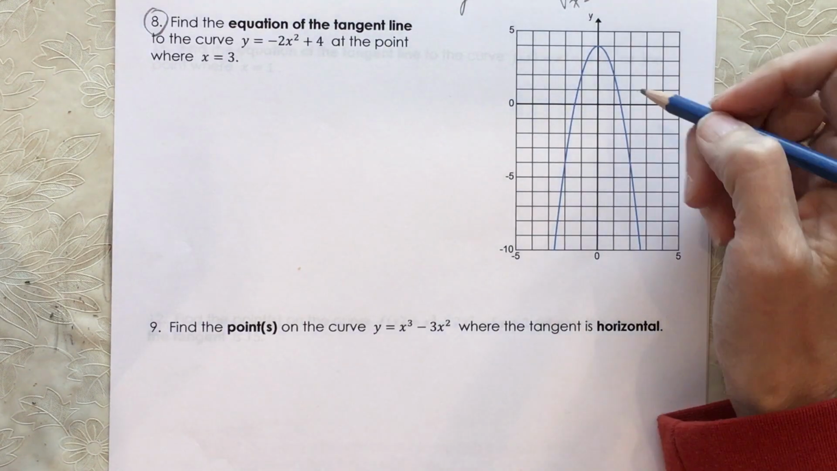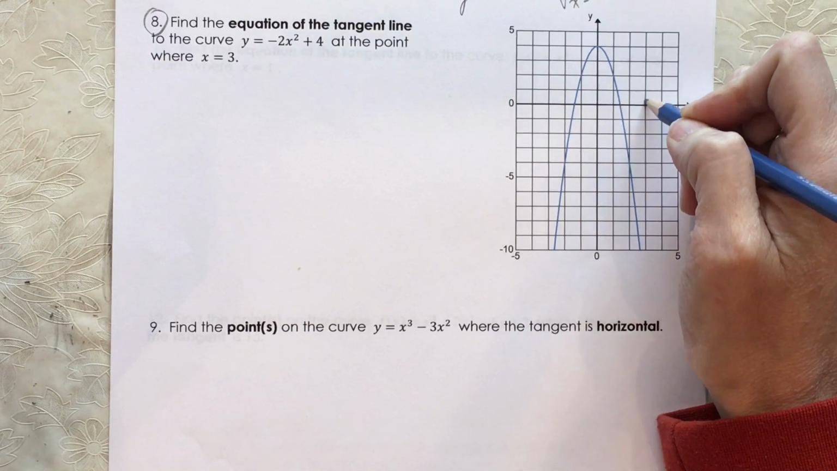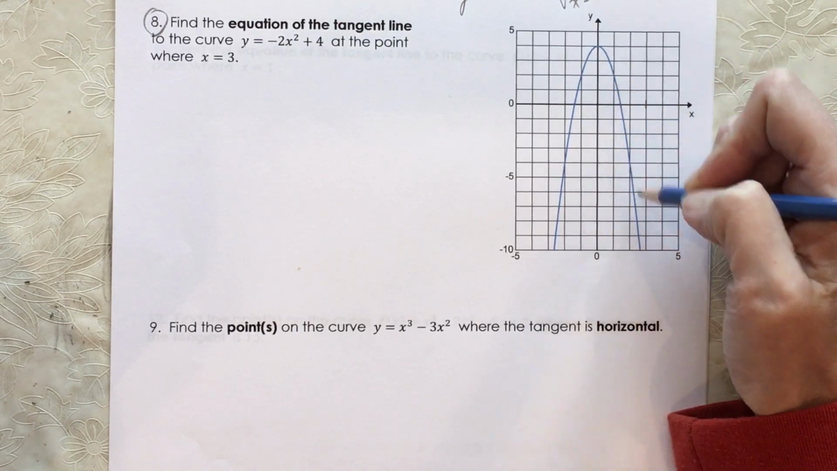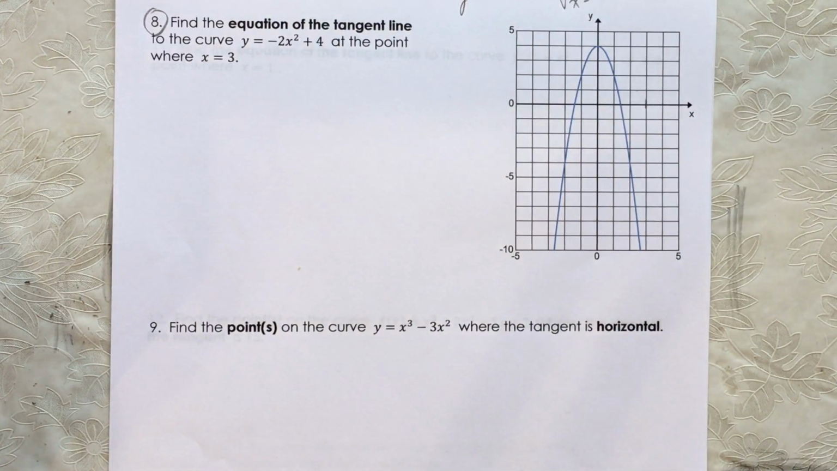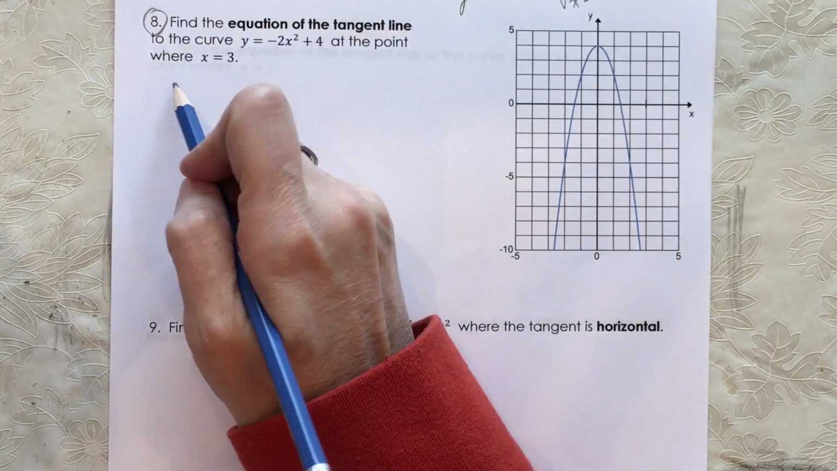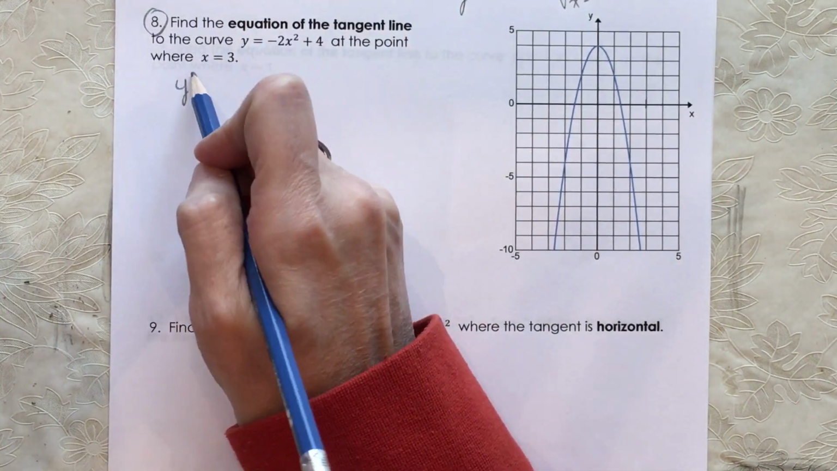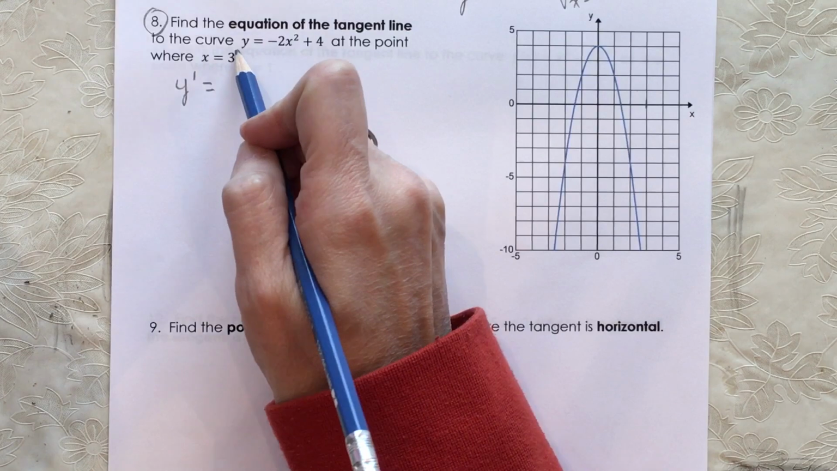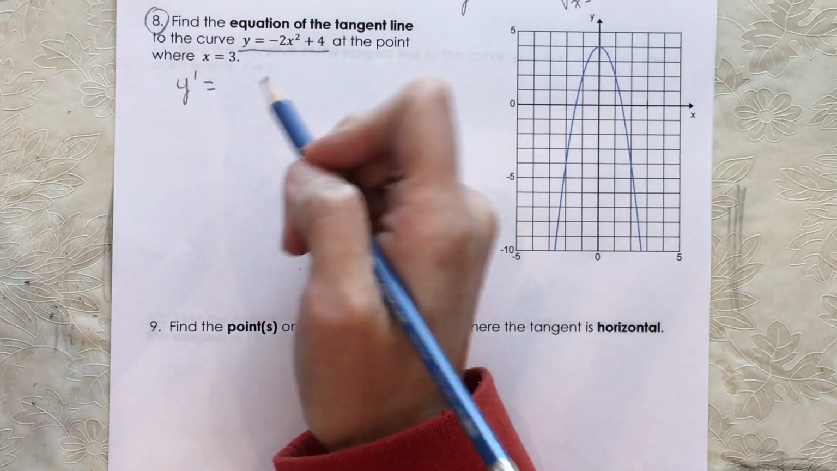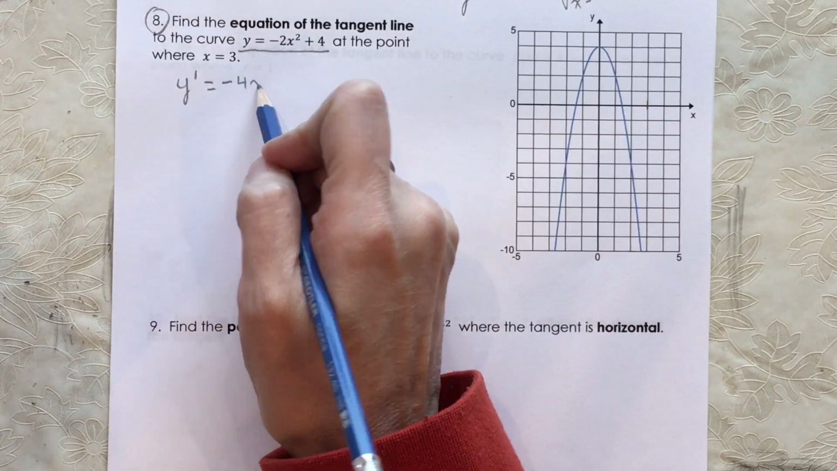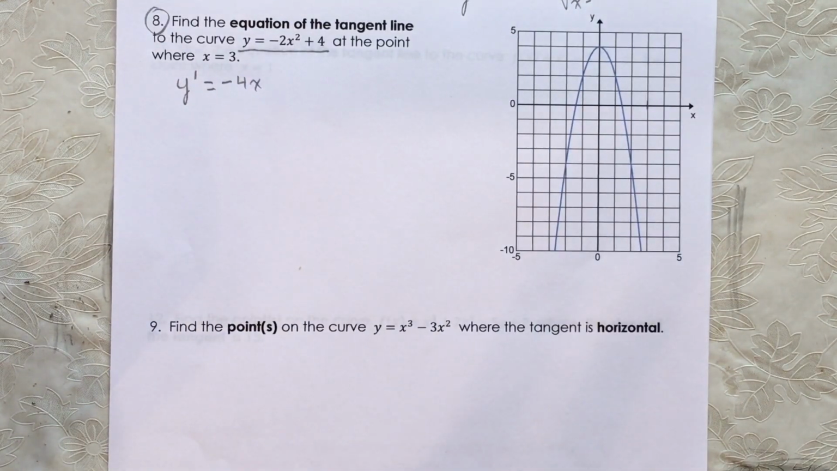is 3. So if we look even on the graph where x is 3, we would be expecting our tangent line to have a fairly steep negative slope. But we want the whole equation of it. So let's go through how to do it. So the first thing I would want to do is find the derivative, which is the slope of the tangent anywhere. So since that's our equation, to find the derivative it would be negative 4x plus 0.